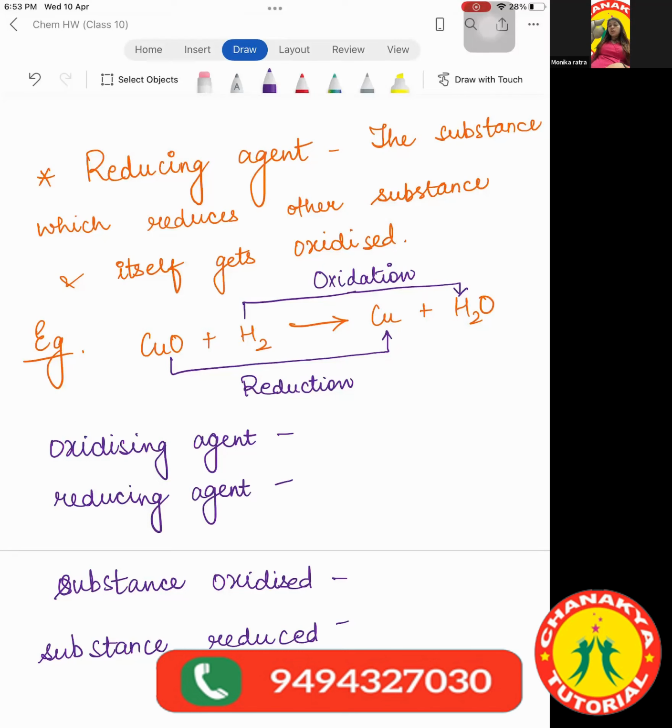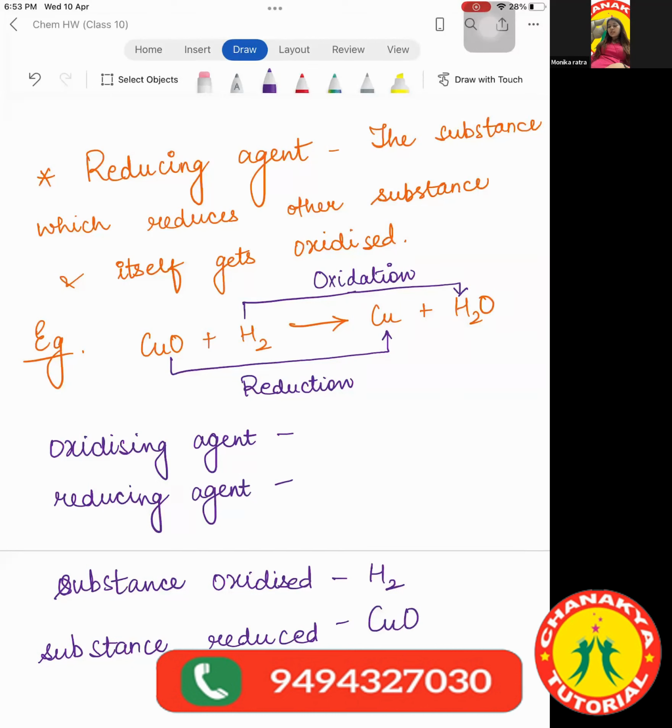So first of all, you can clearly see wherever the oxidation is happening. First of all, you have to remember that all these four answers are from the reactant side always. Okay? Now, which will be the substance oxidized, which is undergoing oxidation? So it will be hydrogen. Which will be the substance reduced, which is undergoing reduction, copper oxide.